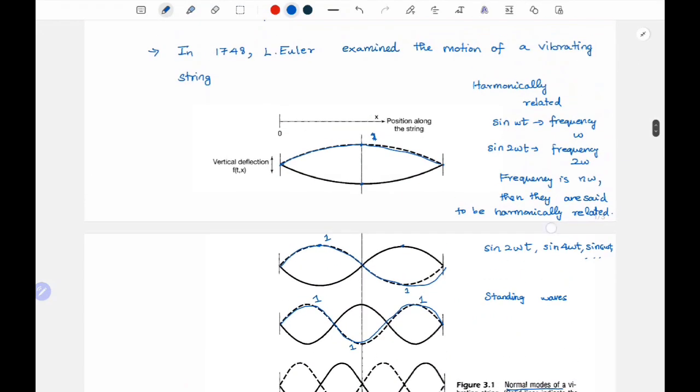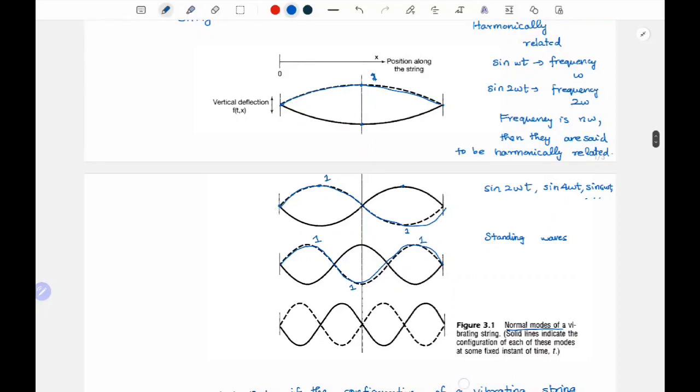Why these are called standing waves is because it appears as if the string is standing. If you look at these fixed points, they never move. This point also never moves. So even in this case these points are never moving, so it appears as if the waves are standing and just vibrating up and down. They are standing in a fixed position and vibrating up and down. So they are also referred to as standing waves.